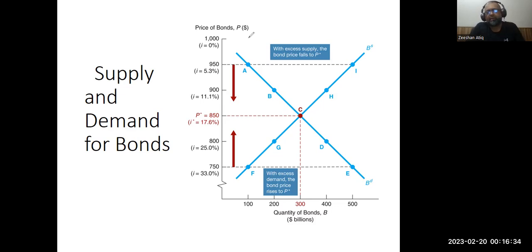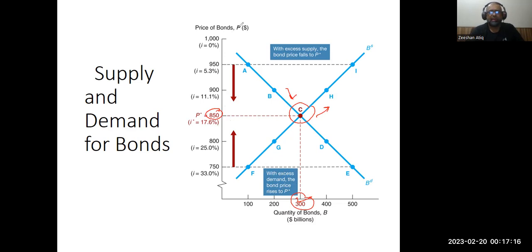This relationship between the supply of the bond and the demand for the bond, if you interact them together, you find a point that lies on both the demand and supply curves. Here, you may see that this point C lies on both the demand as well as the supply curve. So point C shows that this is the quantity of $300 billion which consumers are willing to demand at $850. And similarly, this is also the price, $850, at which the suppliers are willing to supply $300 billion worth of bonds.